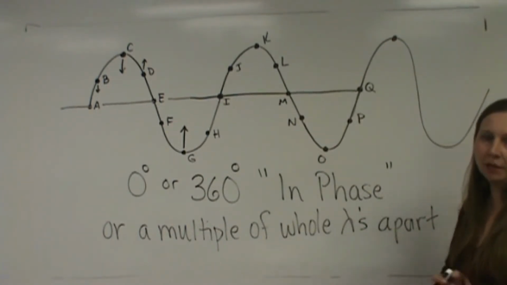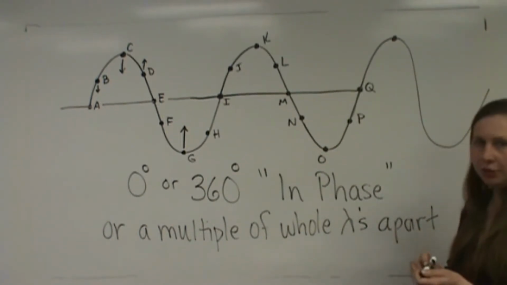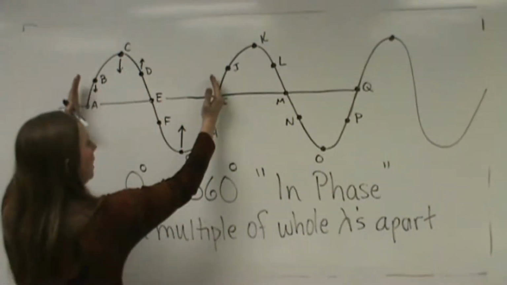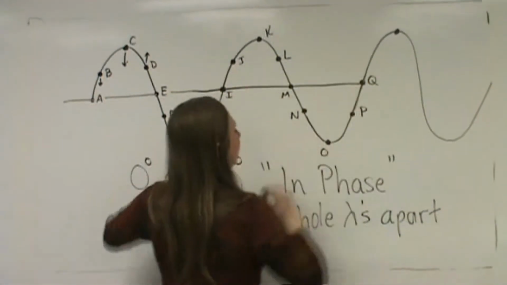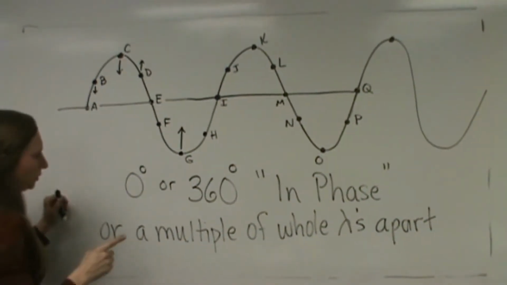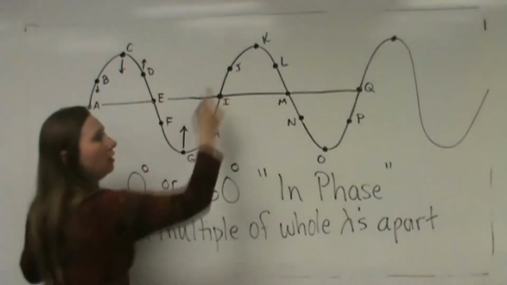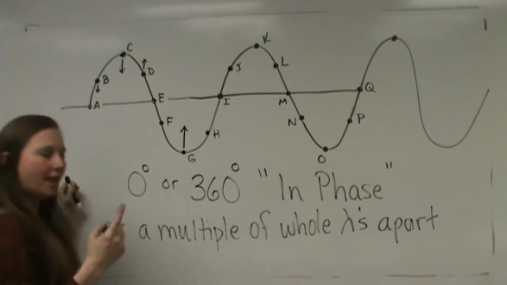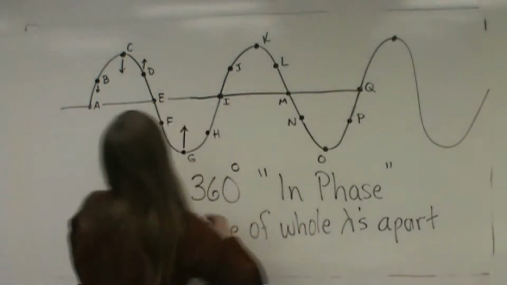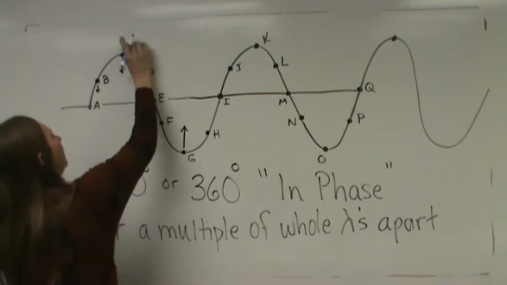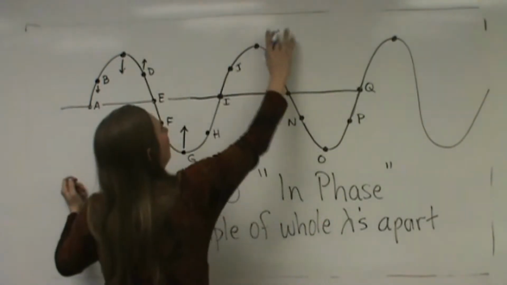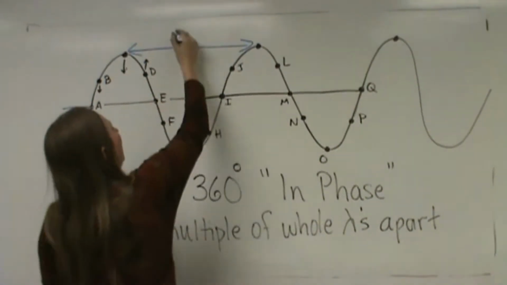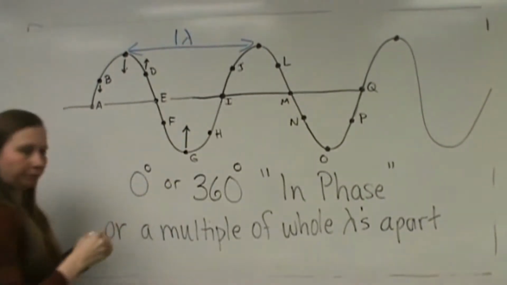I'll show you an example of that in a little while. Right now, let's just look at wavelengths that are right next to each other. Here's one wavelength or one cycle. Here's another wavelength or another cycle. That means that C and K are 360 degrees apart. They are 1 wavelength apart. This is 1 wavelength from C to E. Remember, crest to crest is like a 3rd grade definition of 1 wavelength.